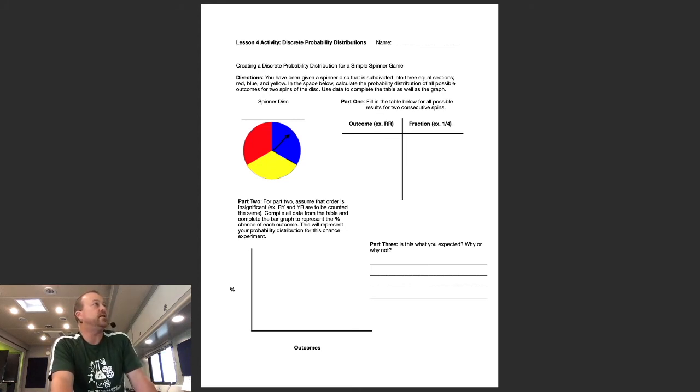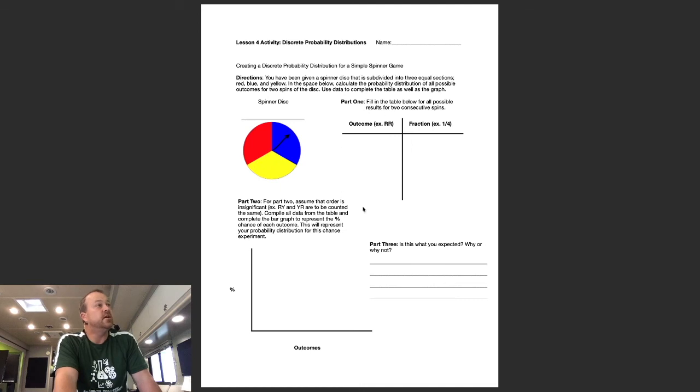This is what it's all about. It says you're creating a discrete probability distribution for a simple spinner game. Directions: you've been given a spinner disk that is subdivided into 3 equal sections. So you can see we've got a red section, a blue section, and a yellow section, and they are all equal. In the space below, calculate the probability distribution of all possible outcomes for 2 spins of the disk. Use data to complete the table as well as the graph.